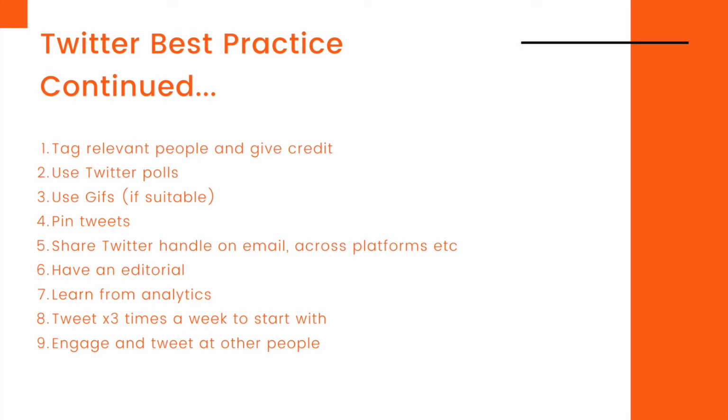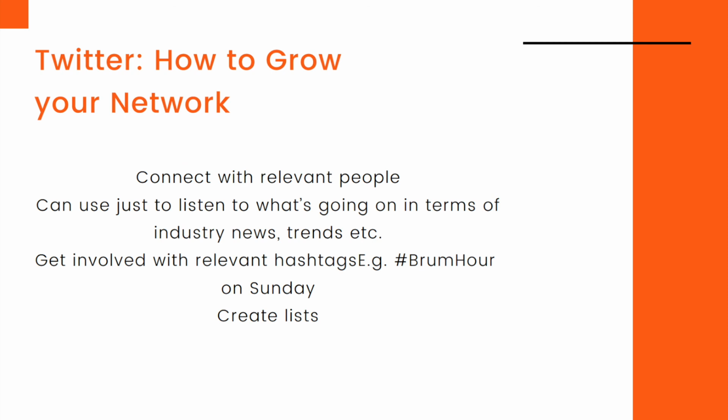The other thing to remember is Twitter is a place where you connect and engage with people, so make sure you are doing that on the platform. Now, just a couple of pointers on how to grow your network. Number one, remember to connect with relevant people. You can use it to listen and see what's going on in the industry, to help inform your content strategy, for example. Remember, you can get involved with certain hashtags such as Brum Hour or Leamington Hour or London Hour. But there are various different hashtags that you can get involved with. And last but not least, remember to use the functionality to create lists, because it makes it a lot easier for you to manage the people on your account.